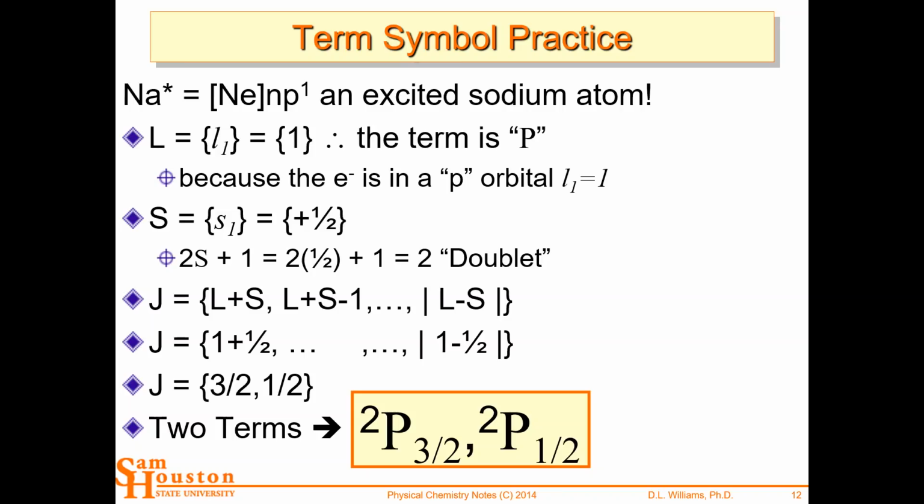And this is just convention. Instead of saying 1 1/2, we just keep it in units of halves. So we have 3/2. You'll see 5/2, 7/2, 9/2 whenever we have these different J values.